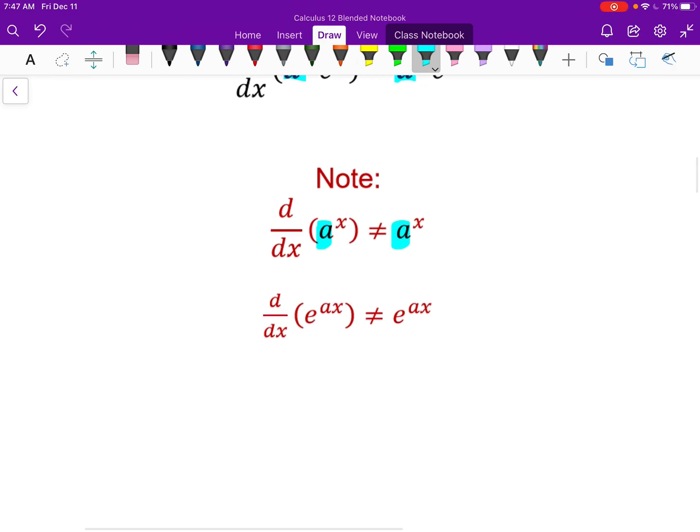And as well here, what if you do have a base of e, but you have a constant right there, e to the power of ax? This is not the same as e to the power of ax.